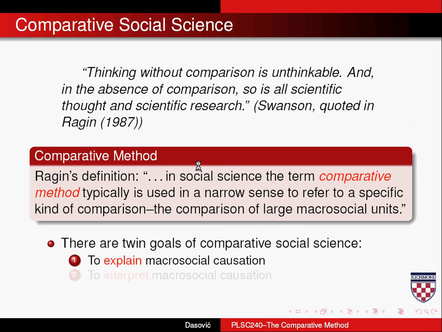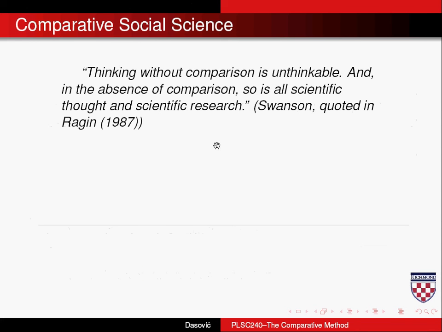Okay, so the idea, essentially, as Ragin says, and he quotes Swanson in his first chapter, is that thinking without comparison is unthinkable, and comparison is really the essence of all scientific thought and scientific research, or in our case, social scientific thought and social scientific research. And even when we are not explicitly comparing, we at least have to analyze and compare implicitly. So more on what that means later and throughout the course.